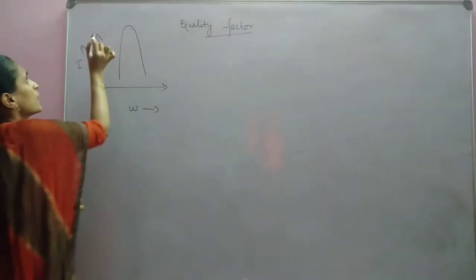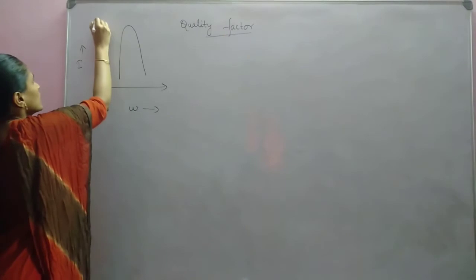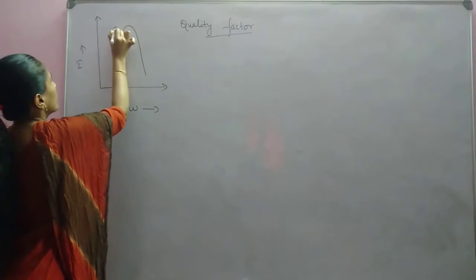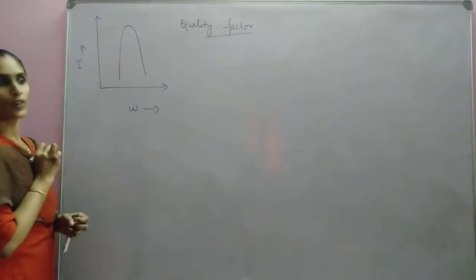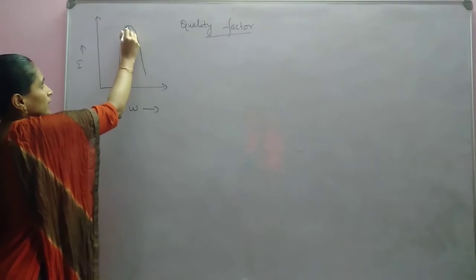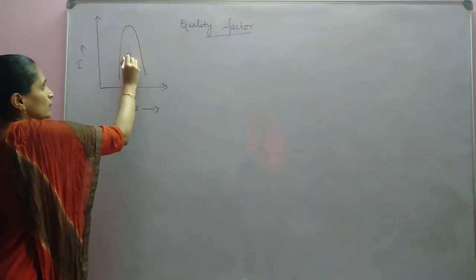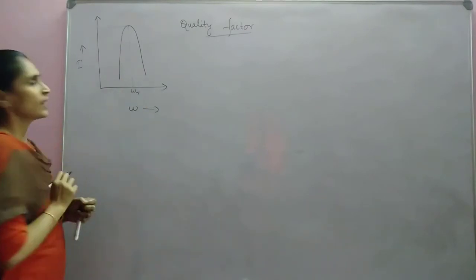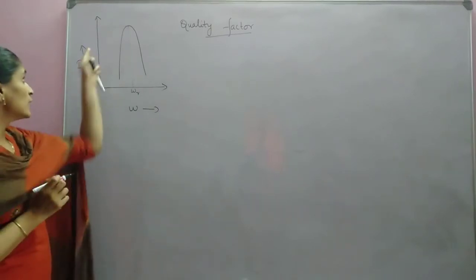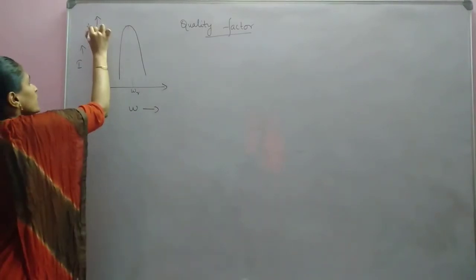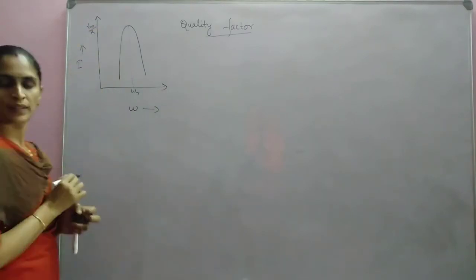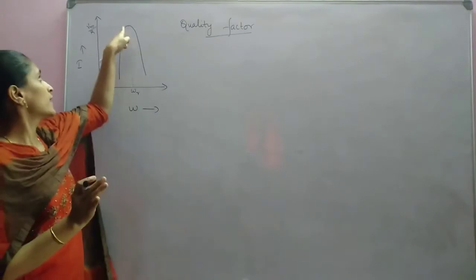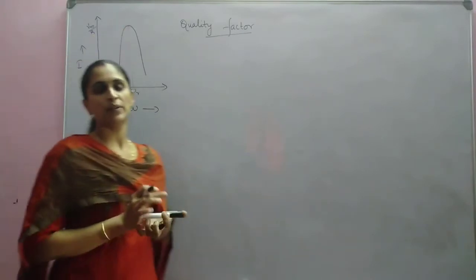So the peak value of the current will be at what condition? It will be at the resonant frequency, that we can write as omega R. And what is the peak value of the current? That is given by Vm by R, because at resonance impedance will be only resistance, so current is given by Vm by R.